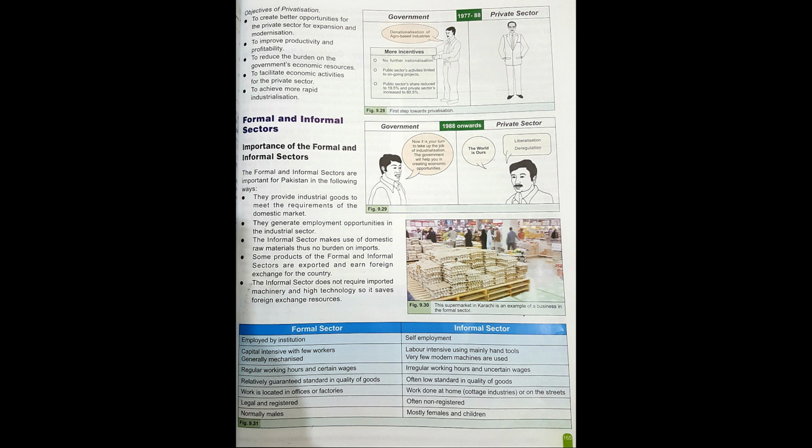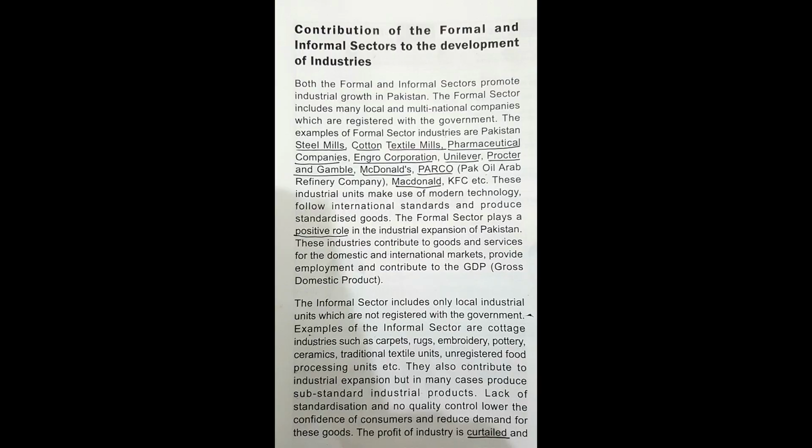The activities in formal sectors are licensed and regulated by the government, and these organizations are usually big private firms and organizations. On the other hand, the informal sector does not possess such privileges. Contribution of the formal and informal sectors to the development of industries. Both the formal and informal sectors promote industrial growth in Pakistan. So both sectors are important for the industrial development of Pakistan.